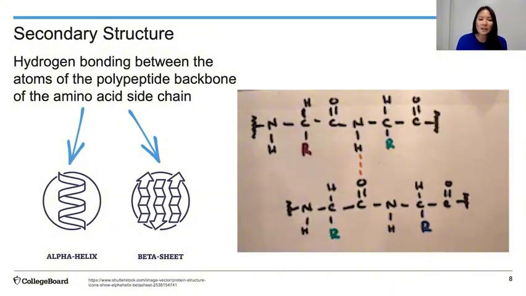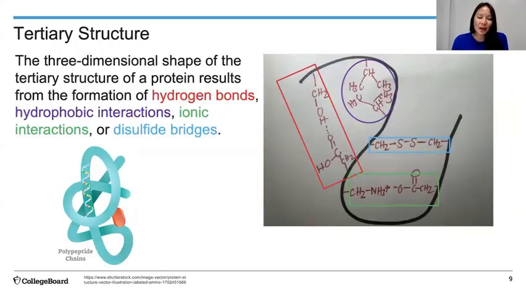Now, how it's going to bind with each other will then determine its shape. So if it's twisting around that backbone, we're going to form that alpha helix as our secondary structure. But if we are kind of folding back and forth with those hydrogen bonds, that's going to form that secondary structure of a beta pleated sheet. So now that we have the primary and the secondary structure, we can get to our tertiary structure.